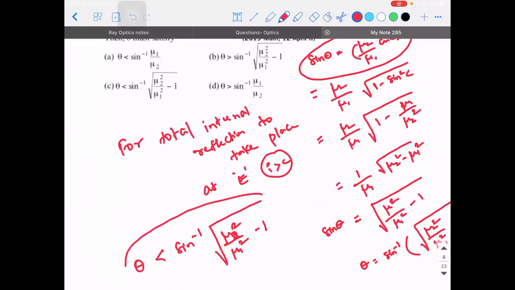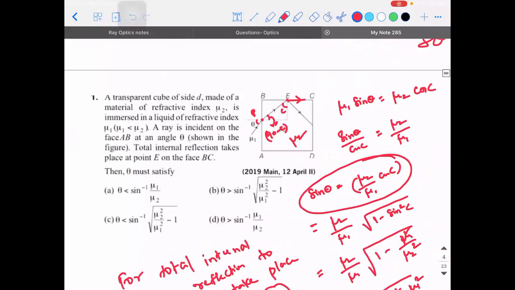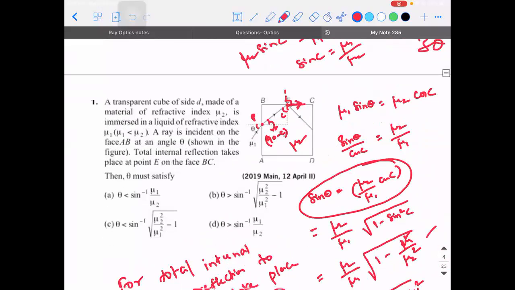Okay, Sir, what did you substitute for sin square c? mu 1 by mu 2. Because sin c is actually what? c is the critical angle that I considered. At the critical angle, the angle of refraction would have been 90 degrees. So mu 2 into sin c is equal to mu 1 into sin 90. So sin c is equal to mu 1 by mu 2. Okay, okay. That is what we have put here.